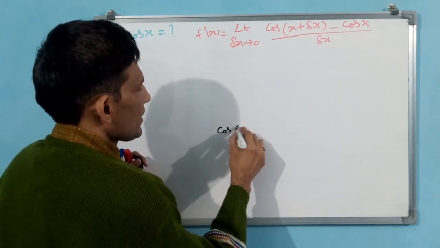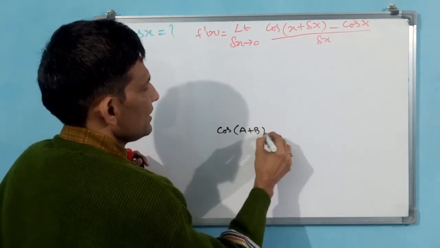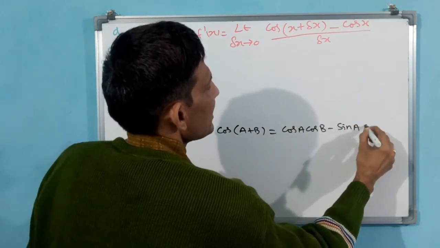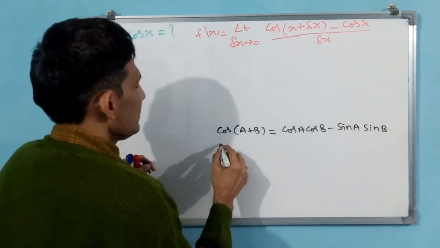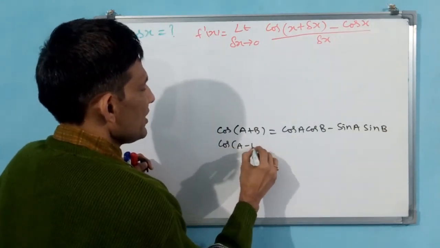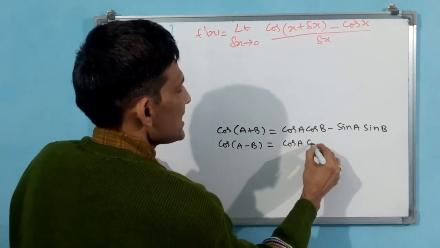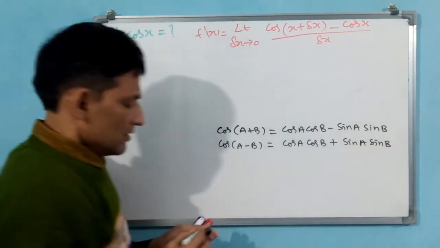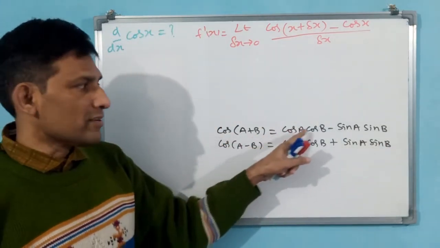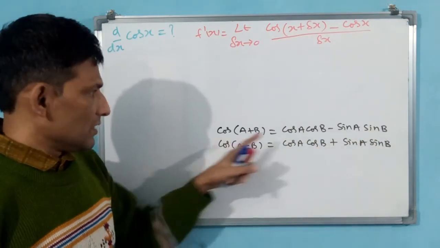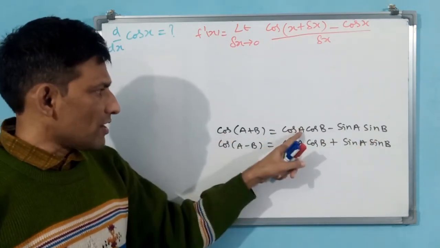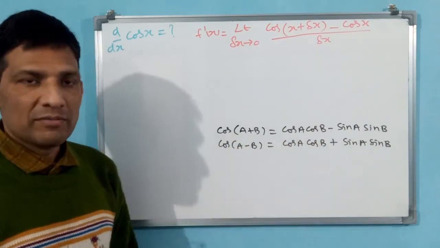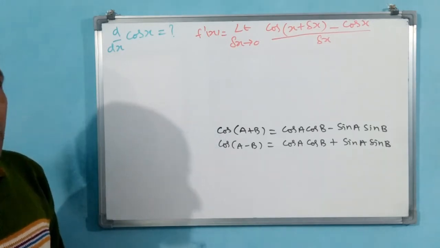Cos (A plus B) is equal to cos A cos B minus sin A sin B. Cos (A minus B) is equal to cos A cos B plus sin A sin B. See, in sin, cos will come; in cos, sin will come. In cos, plus is there, minus will come; minus is there, plus will come. That is the difference. Now you see what I am doing.